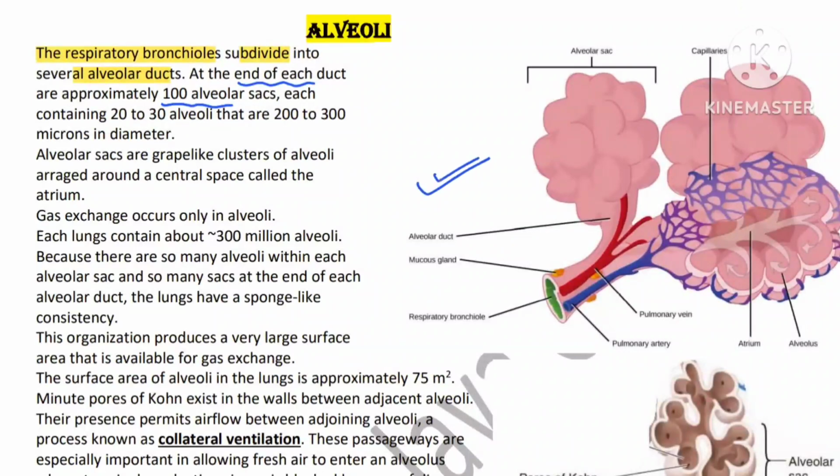You can see in this diagram, this is the respiratory bronchiole. Clear, beta? And this is your alveolar duct. Here I have drawn only one alveolar sac, but there can be 100 alveolar sacs, and this is one alveolar sac, okay, beta? Each alveolar sac will have 20 to 30 alveoli. And what is their diameter? One alveolus has a diameter of nearly 200 to 300 microns.